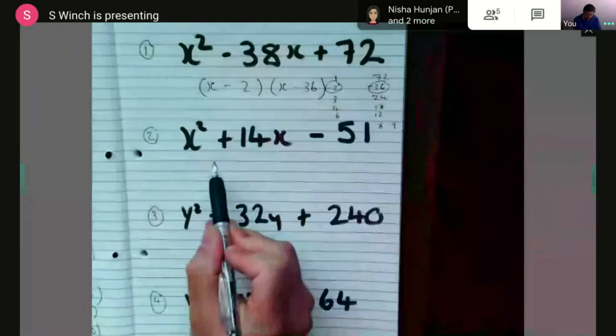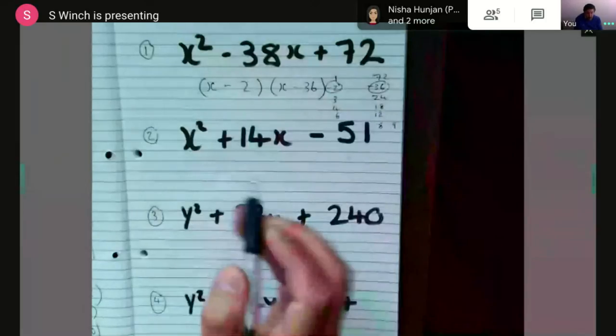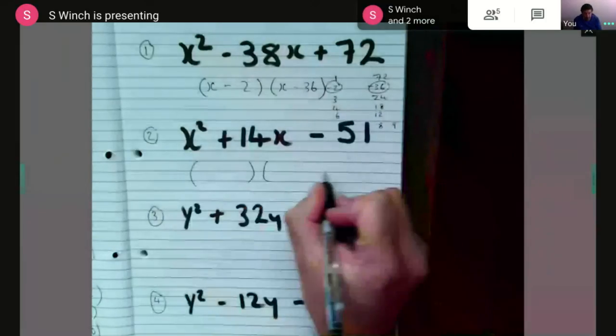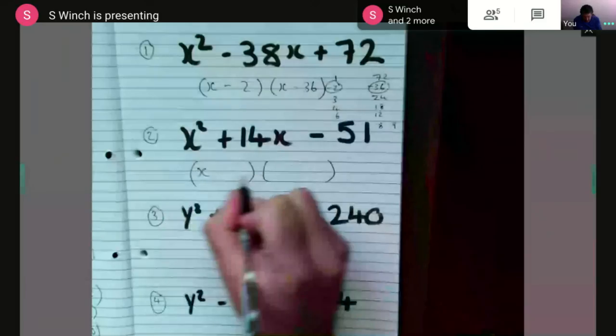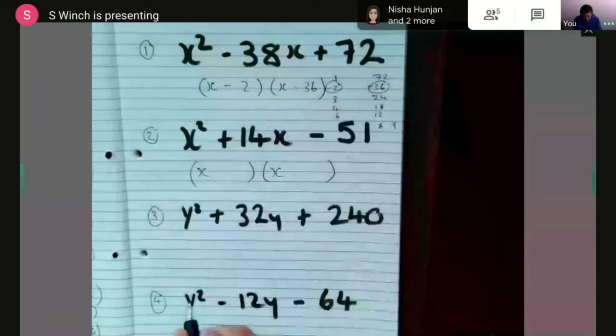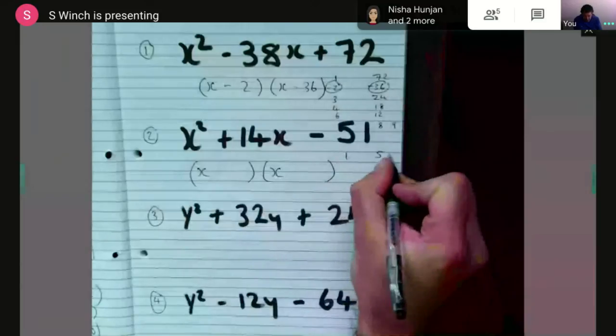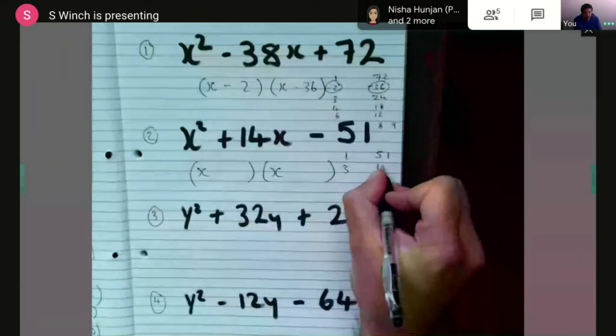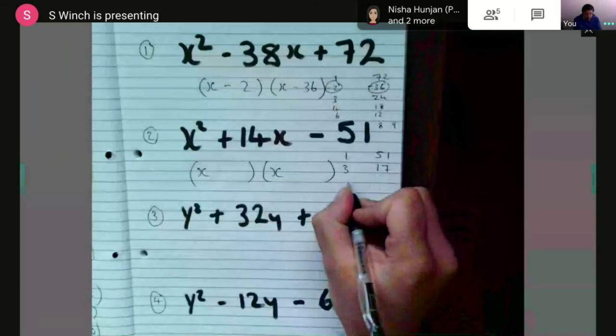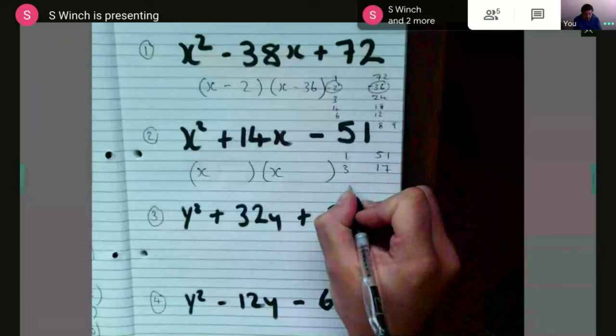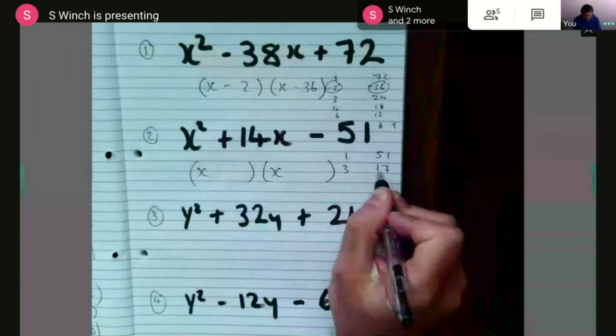We're going to have, again, double brackets, and we're going to have x as the first term in each. What are the factors of 51? We've got 1 and 51, and of course 3 and 17, and there's another one out there somewhere. It's not jumping out at me right now. In fact, I think that might be it because 17 is a prime number.